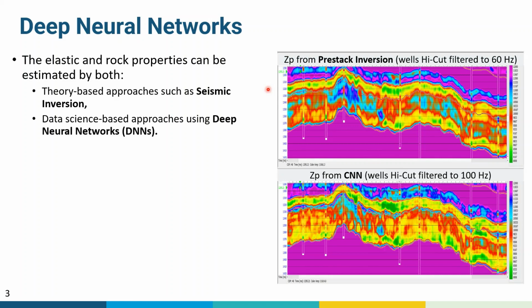The elastic and rock properties can be estimated both by theory-based approaches such as seismic inversion, as we show on the top here where we're estimating the P impedance from pre-stack inversion, or data science-based approaches where we're using deep neural networks to also estimate the P impedance, but this time using a convolutional neural network.